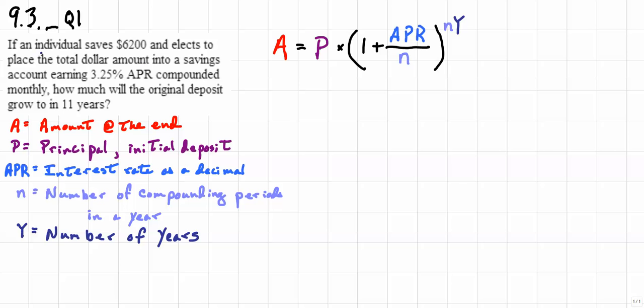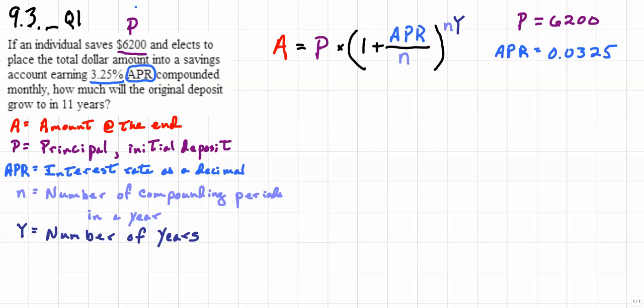So, if an individual saves $6,200, that right there is your initial principal, that's your P. So we'll say P is equal to 6,200. They're going to place the total dollar amount into a savings account earning 3.25%. That's the APR, which you'll see that right there. So it really hammers home that it is the APR. And we'll convert that into a decimal, which will be 0.0325.